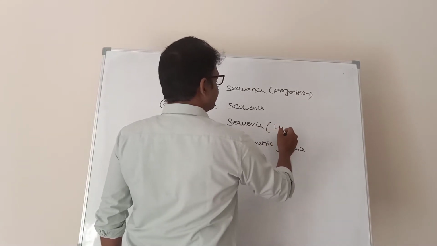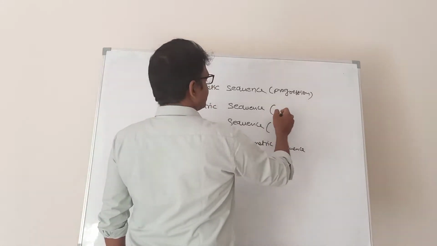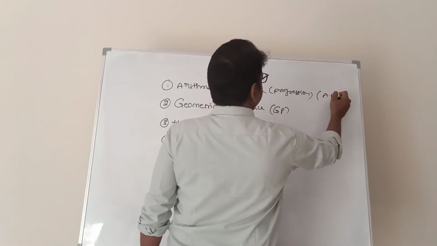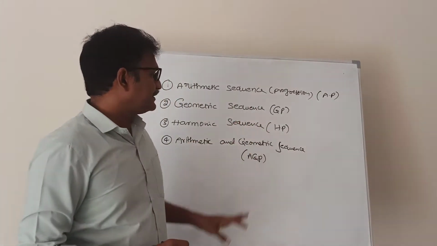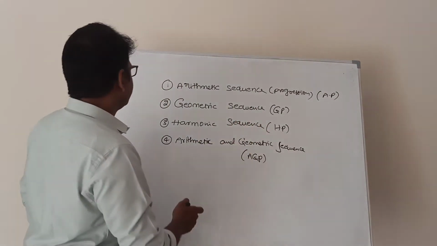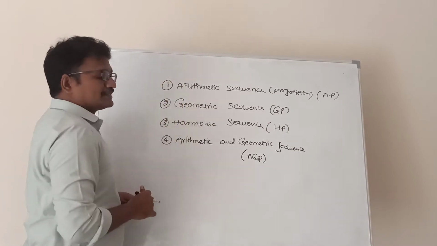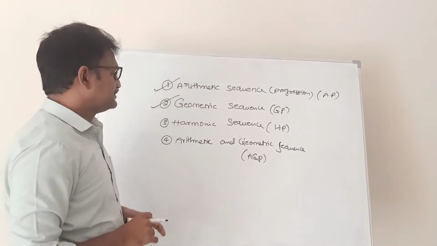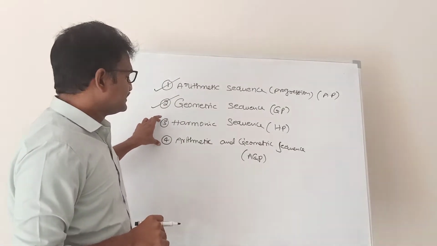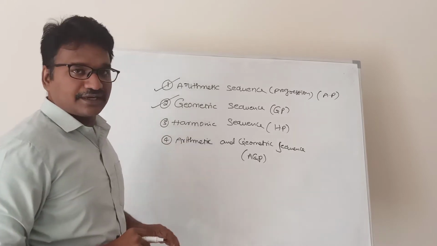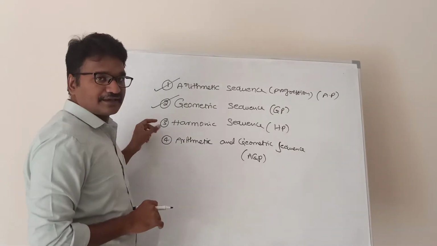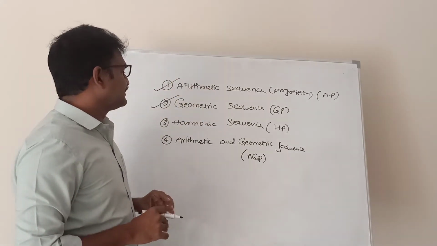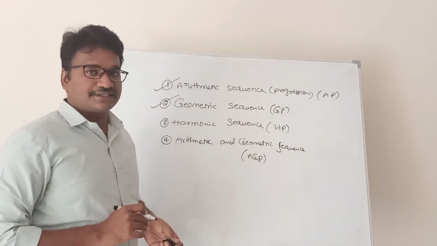This is called HP, harmonic progression, this is called geometric progression, and this is called AP, arithmetic progression. AP, GP, HP, AGP. In PU level or CA foundation level, we have only AP and GP. Harmonic and arithmetic geometric sequence will come only in JEE Mains level or CET level. So in PU level or CA foundation level, we will get only arithmetic sequence and geometric sequence.